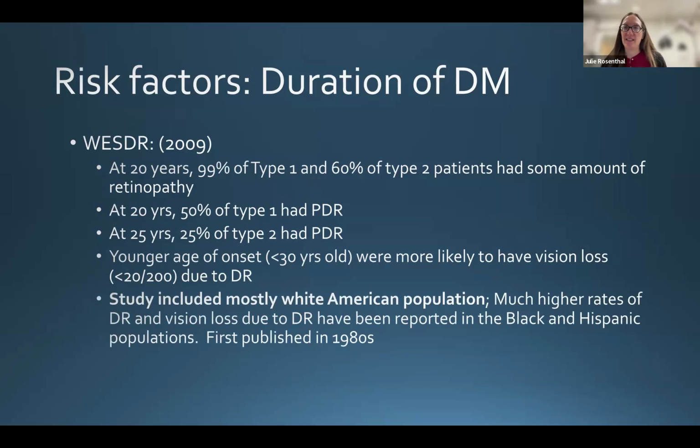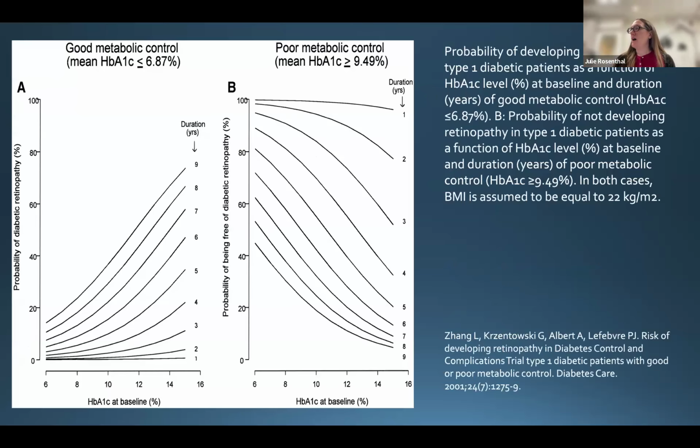The issue with this study is that it took place in Wisconsin starting in the 80s, and so it's not clear if that can really be applied to the population of this country as a whole, but nonetheless, these are some useful numbers that we look to. So this is just two ways of showing that both duration of disease and level of hemoglobin A1C at baseline really do have a role in how likely someone is to get retinopathy.